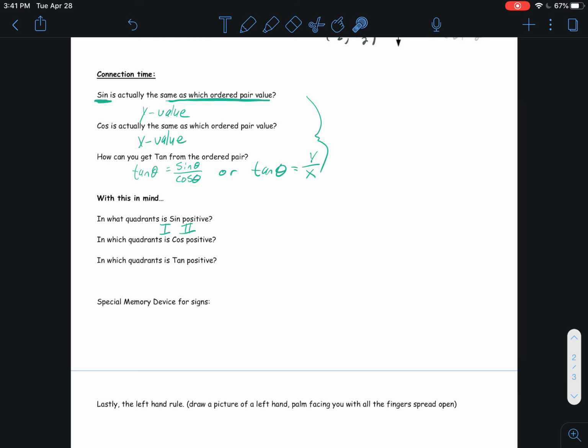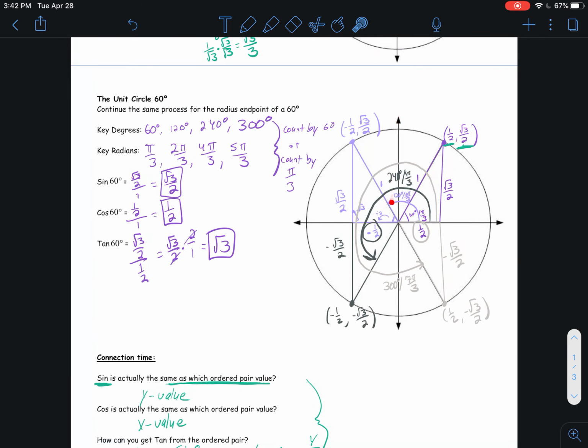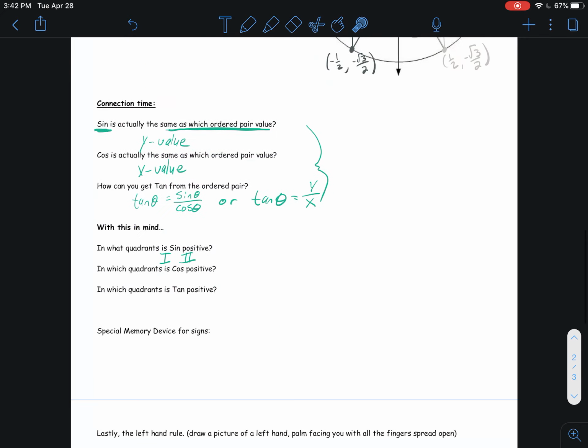In which quadrant is cosine positive? Well, looking back at our circle, where are the x values positive? They're going to be positive in the first quadrant, and they're going to be positive in the last quadrant, which is the fourth quadrant, right? Because x is 1/2 here, x is also 1/2 there. So the first and fourth quadrants are positive cosine.